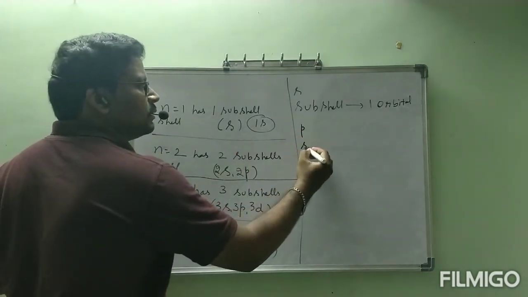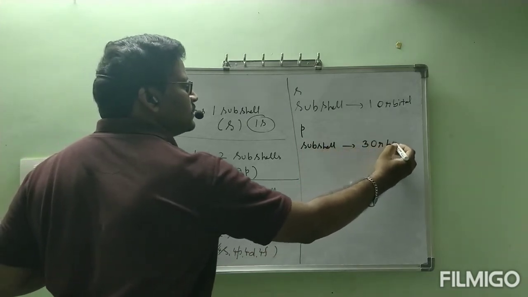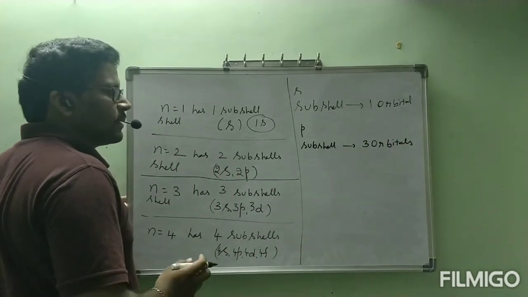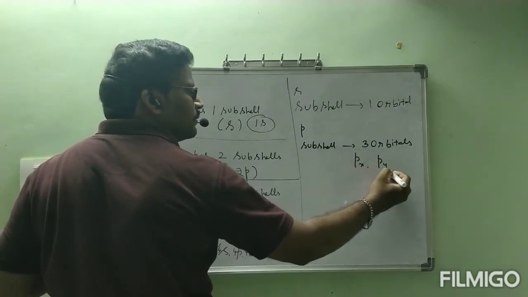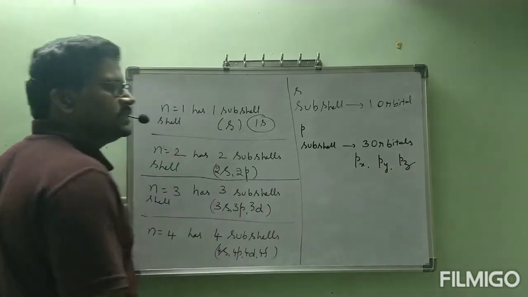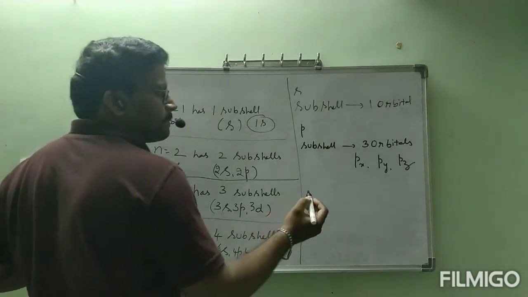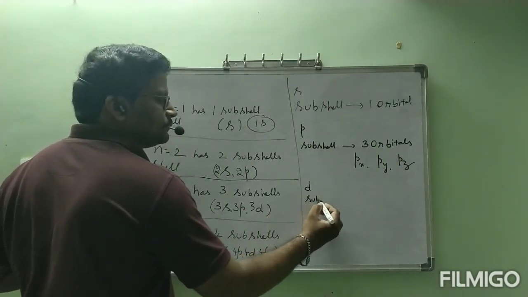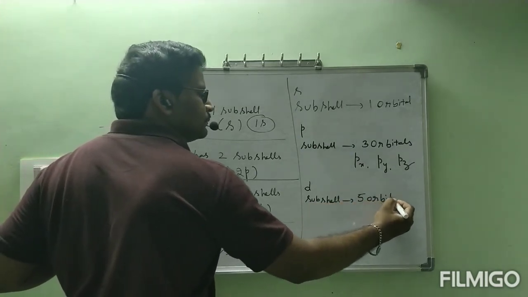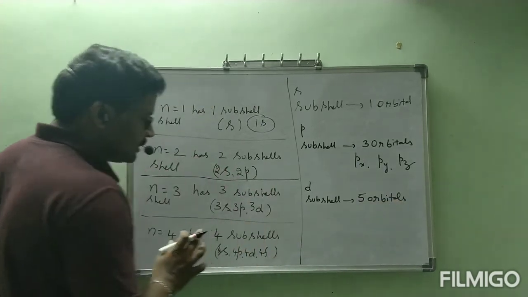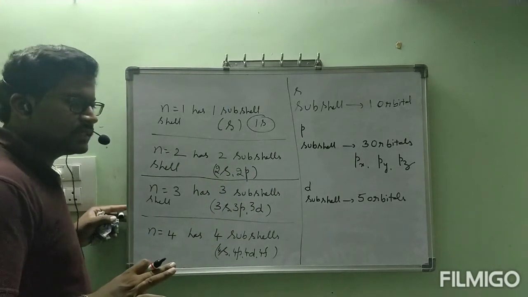Whatever the p subshell, the p subshell has three orbitals. Those are px, py, pz. Next, the d subshell has 5 orbitals. Any d, that is 3d or 4d, 3d has 5 orbitals, 4d has 5 orbitals. Okay, names.